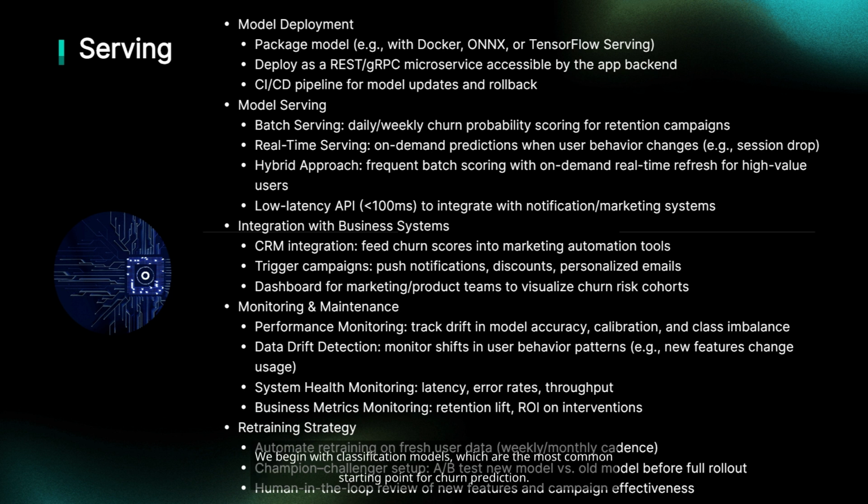We begin with classification models, which are the most common starting point for churn prediction. Logistic regression is typically the baseline. It's fast, interpretable, and outputs a probability directly. For instance, if we include features like average weekly sessions or days since last activity, the coefficients can directly tell us whether increasing that metric increases or decreases churn risk. However, it only captures linear relationships, so its predictive power is limited.